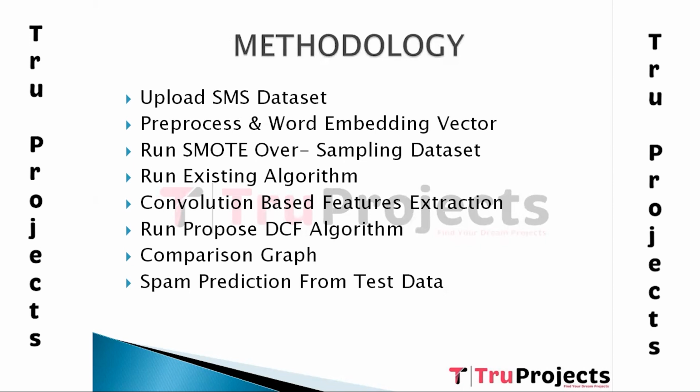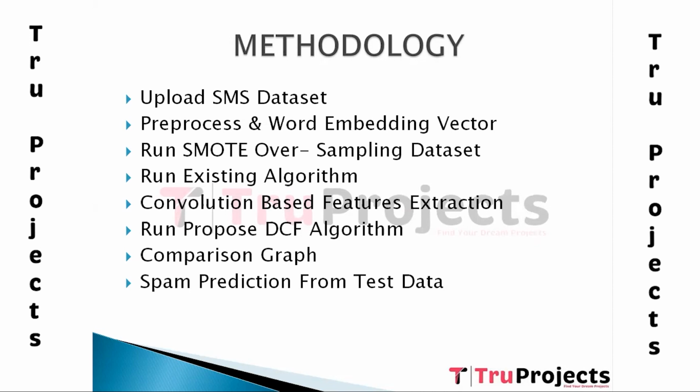Fifth module, convolution based feature extraction. Using this module, we will train a CNN algorithm to extract features and then calculate the accuracy of this model. Then sixth module, run the proposed DCF algorithm. DCF is nothing but the Deep Convolution Forest algorithm. Using this module, we will extract the features from the CNN algorithm and then input these features to a combination of ensemble algorithms such as bagging, boosting and random forest to train a model, and this model will be applied on test data to calculate prediction accuracy.